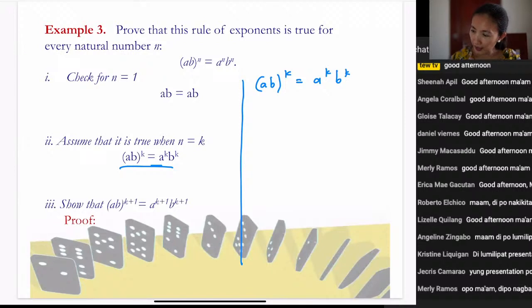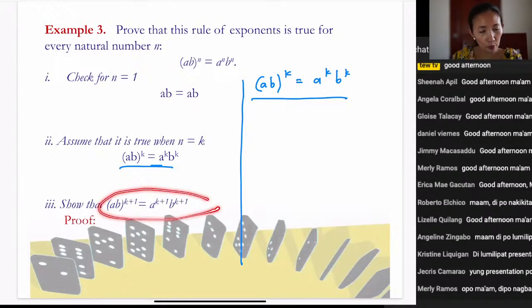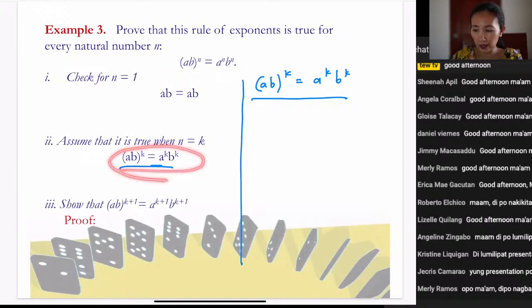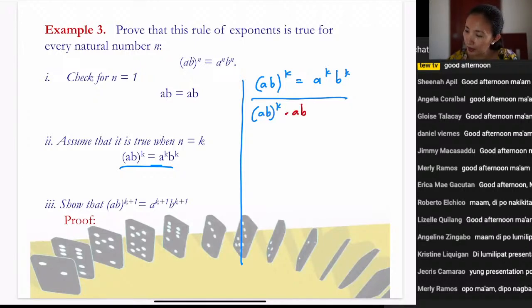No. Ito kasi ang starting point natin eh. We will not assume that this is true. Remember, this is what we are going to show. And therefore, we have to begin working on the assumption. This is our assumption: ab raised to k is equal to a raised to k, b raised to k. So, multiply both sides by ab. Multiplying both sides by ab, the quantity ab raised to k times ab is equal to a raised to k, b raised to k times ab.